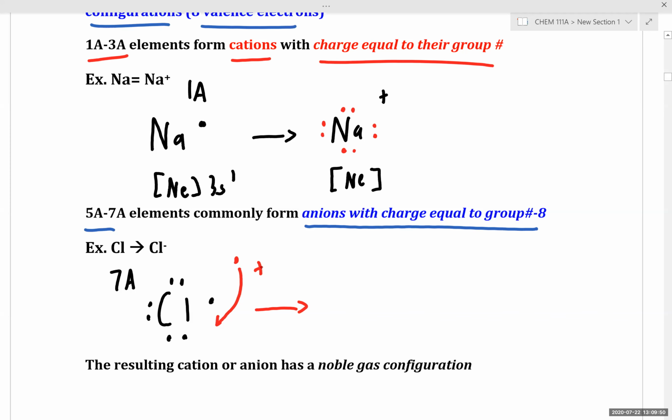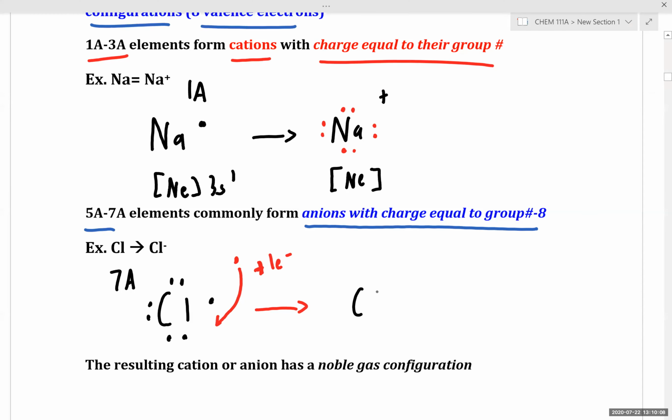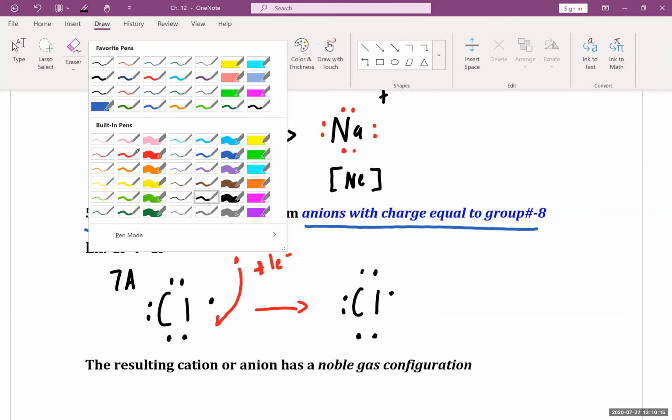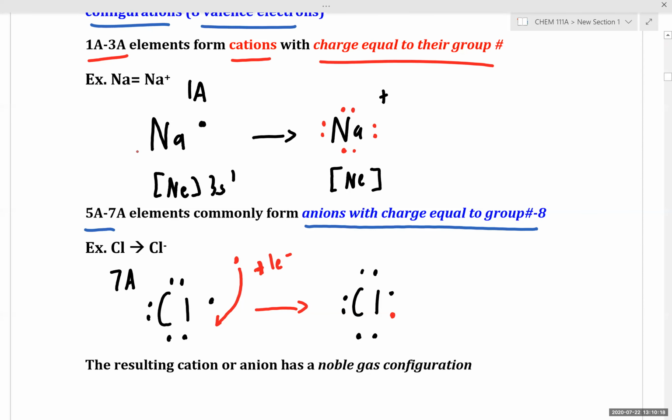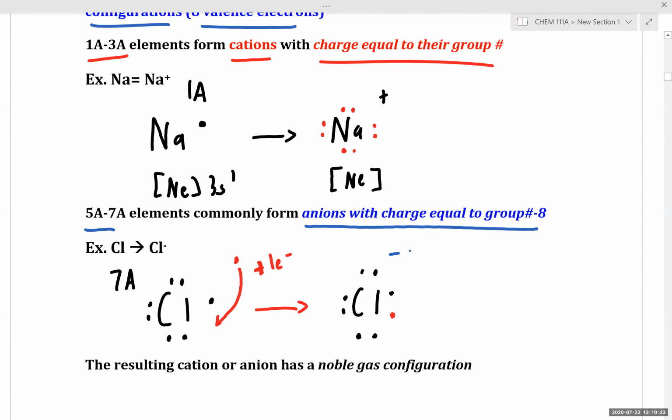How many electrons do I need to add to chlorine to get a full shell, to get 8 valence electrons? How many electrons do we need to gain? 1. 1, exactly right. So that in turn gives us the following. We have our full valence shell, and because we gained an electron, we have a noble gas-like configuration, and we have a charge of -1. So chlorine prefers to form chloride.